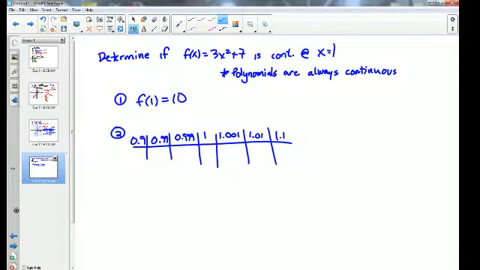This is where our calculators come in very handy, where I can analyze that very quickly with our x and y values, right? Because these are just x's and y's.